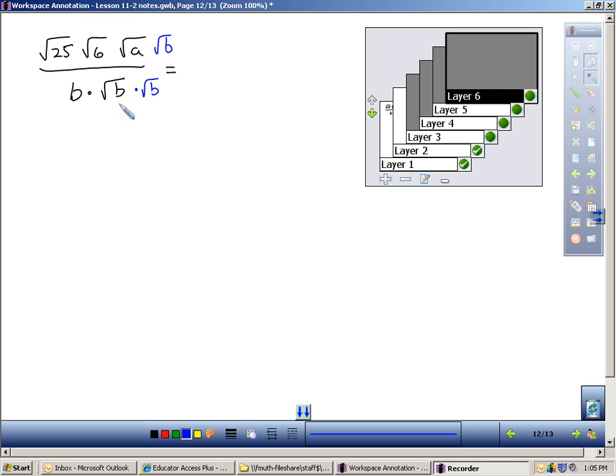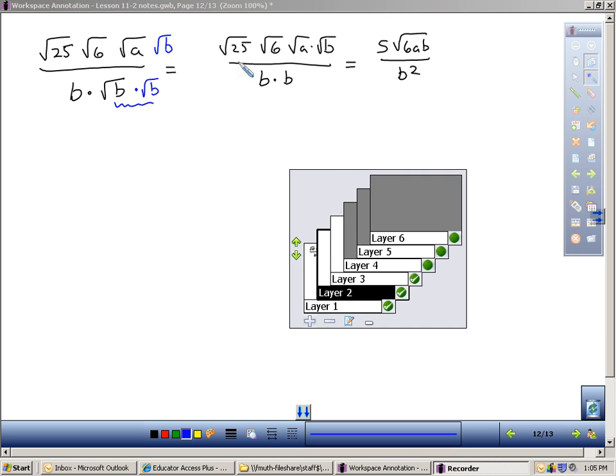And the reason I'm doing that is, if you notice right here, the square root of b times the square root of b would give you the square root of b squared, and the square root of b squared is just plain b. So now I have square root of 25, square root of 6, square root of a, square root of b in the numerator, and I have b times b in the denominator. And now I don't have any square roots in the denominator either. And then there's only one thing left to do. The square root of 25 I can simplify to 5. So I have 5, and then all these are primes, so I can put them all back under the square root, 6ab. So I have 5 square root 6ab all over b times b, which is b squared.